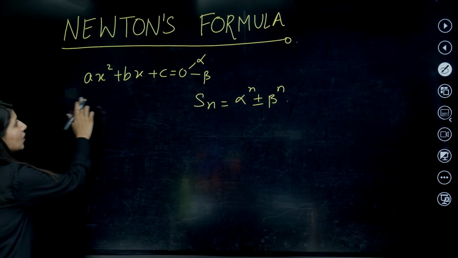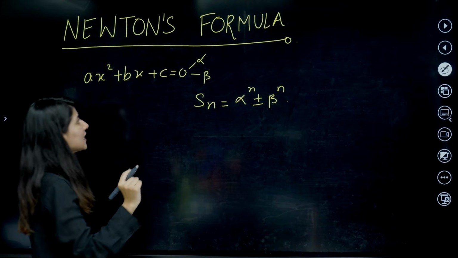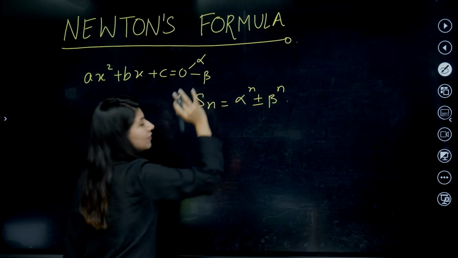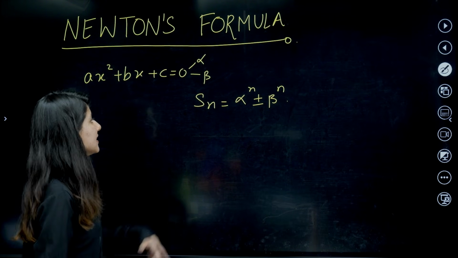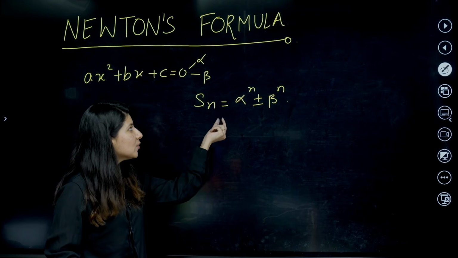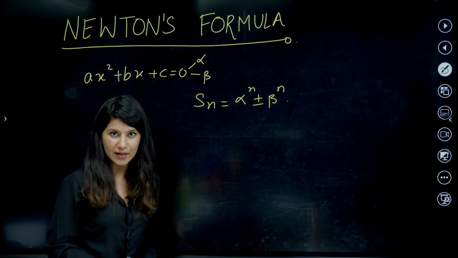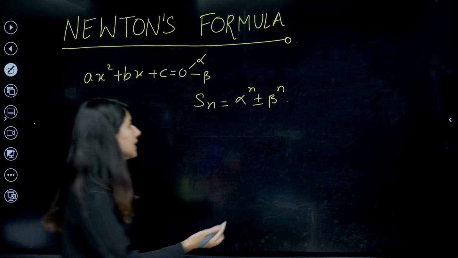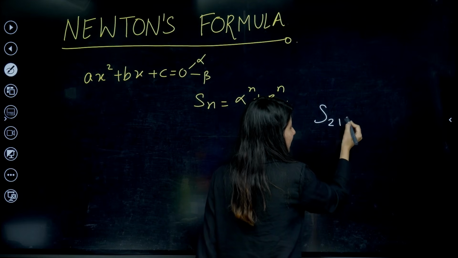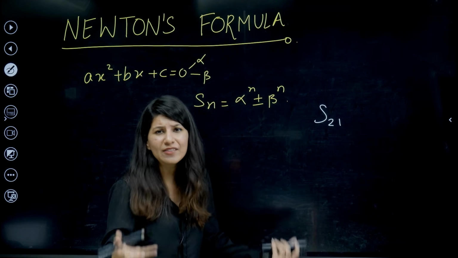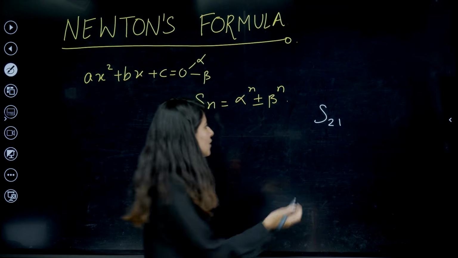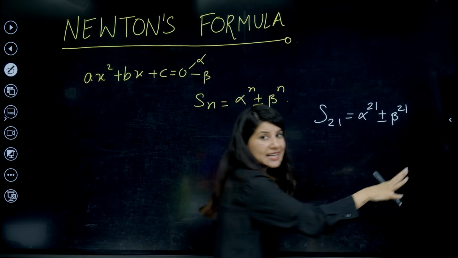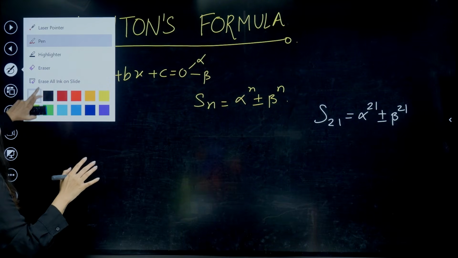So suppose you are given a quadratic equation ax square plus bx plus c is equal to 0. Both the roots of the quadratic equation are given to us, that is alpha and beta. And Sn is equal to alpha raised to power n plus beta raised to power n. In a question, they can talk about S21, S23, S19, S17, S18, S200, anything. So S21 will be alpha raised to power 21 plus beta raised to power 21. Just an example, right? So this is how your Sn is.